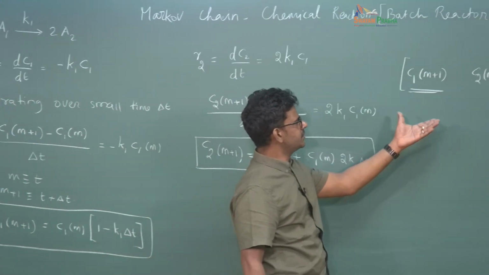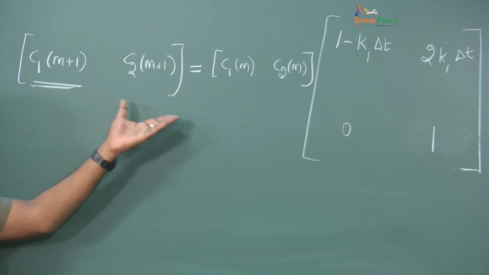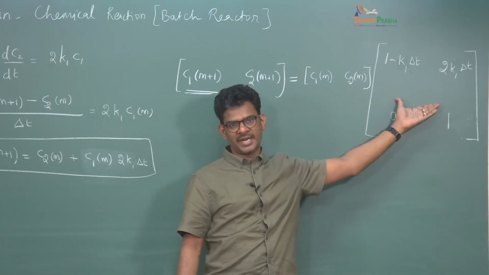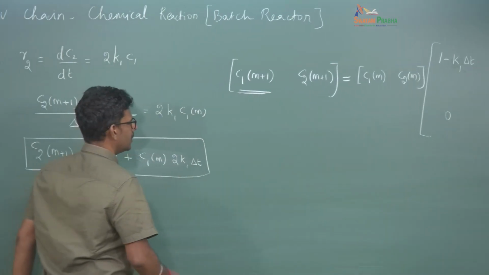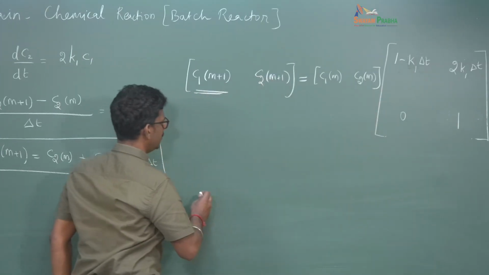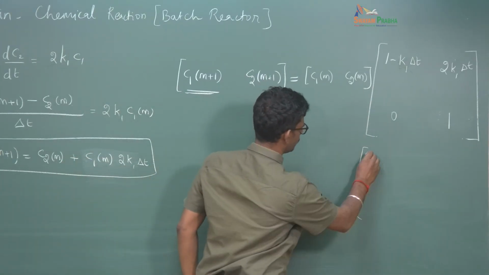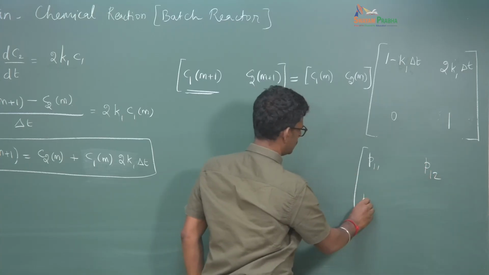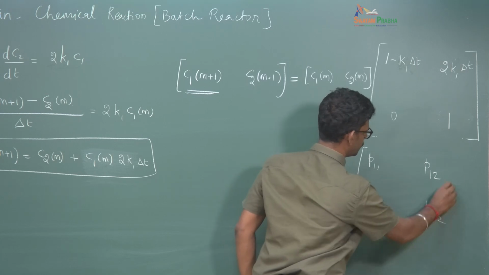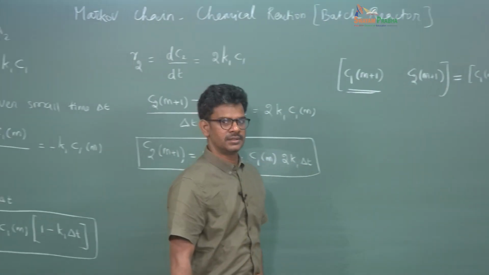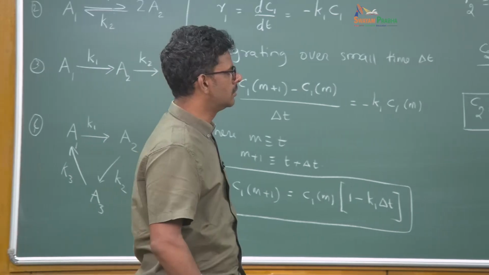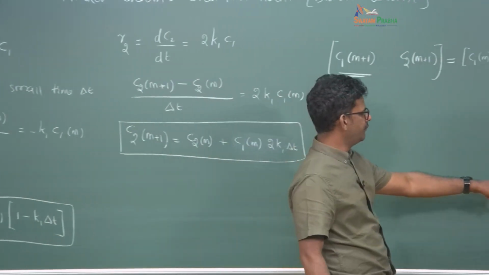So the concentration at m plus 1 step is related to the concentration at mth step by a transition probability matrix. So here we can think of each of these elements as P11, P12, P21 and P22. This is going from 1 to 2.